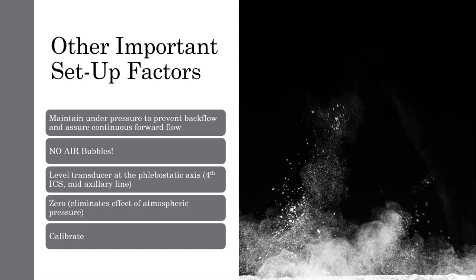Going back to the phlebostatic axis for half a second, the problem is if that transducer is too low from that line, then we can have a falsely high reading. And if it's too high, we can have a falsely low reading. So it's the opposite. Think of it in reverse. Too high equals too low. Too low equals too high. I know it's backwards, but that's why it's important to always make sure it's at that spot.